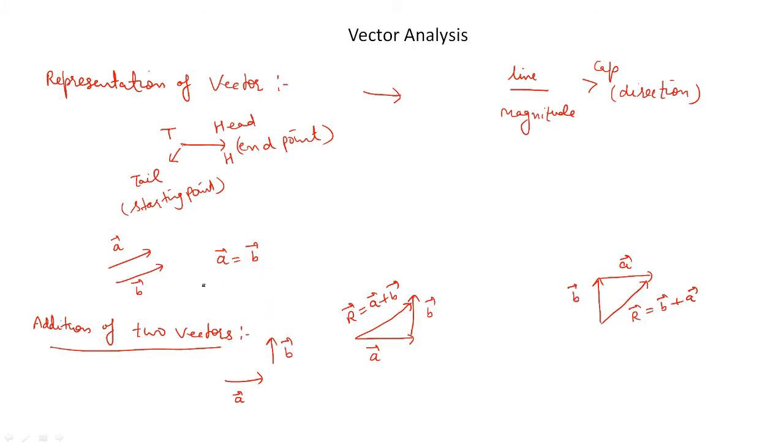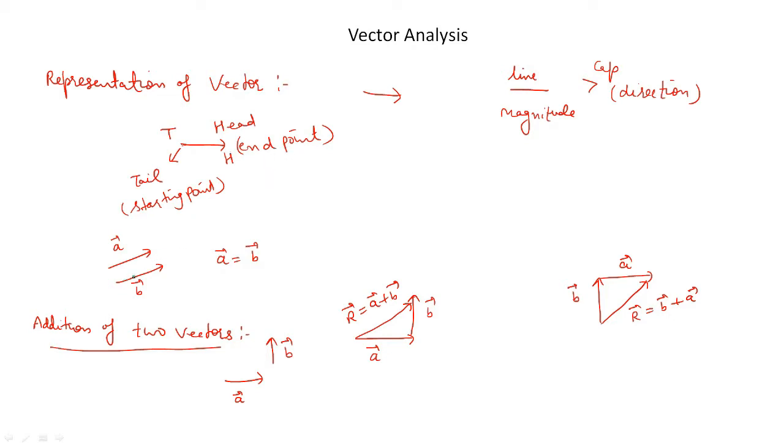Now we will discuss how we can represent the vector. The vector is represented by an arrow. This arrow is divided into two parts. One is the line and the other is the cap. The line represents the magnitude and the cap represents the direction of the physical quantity. When we draw the arrow, the starting point is called the tail and the cap side point is called the head of the vector, and it is called the end point.